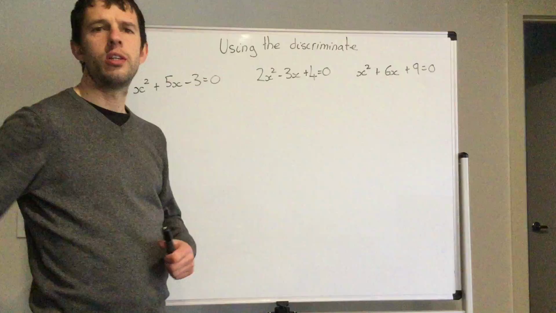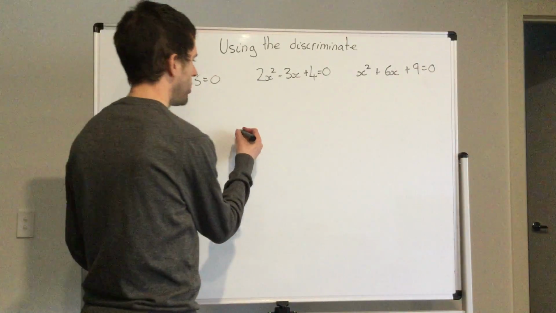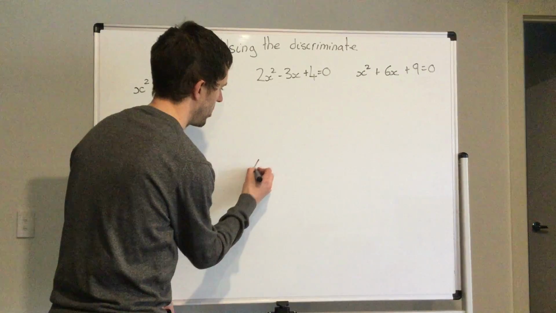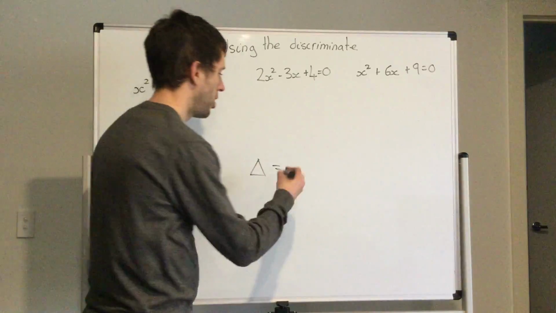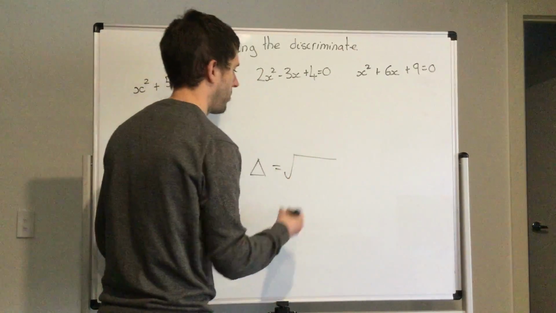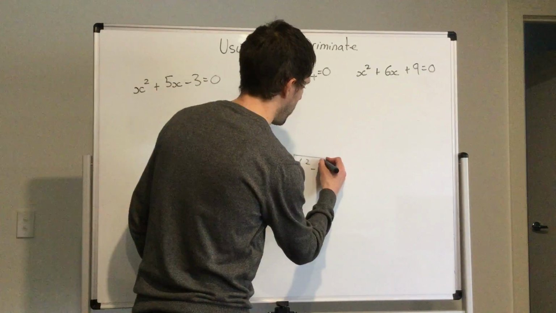So we are going to be using the discriminant equation. To start off, the discriminant equation is this. It equals the square root of b squared minus 4ac.